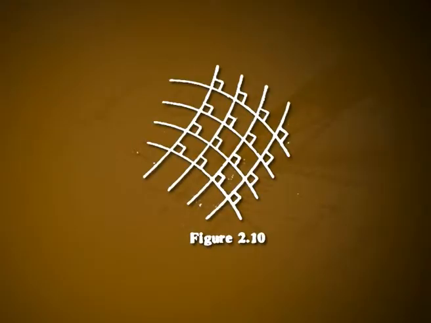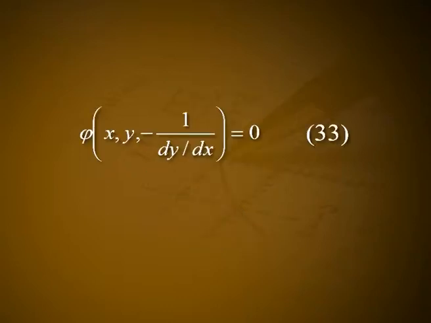Now, we want a family of curves cutting every member of equation 29 at right angle at all points of intersection. At a point of intersection of the two curves, x, y are the same, but the slope of the second curve is the negative reciprocal of the slope of the first curve. As such, the differential equation of the family of orthogonal trajectories is phi of x, y, minus 1 by dy by dx is equal to 0. Integrating equation 33, we get g of x, y, b is equal to 0, which gives the orthogonal trajectories of the family equation 29.